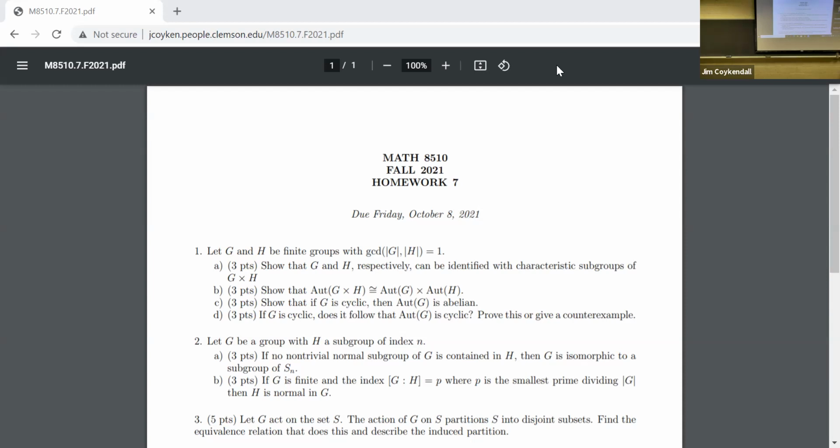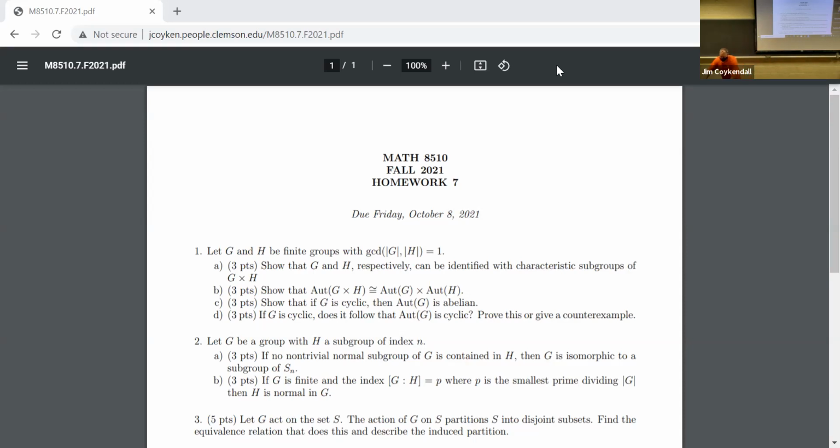Number 3, show that if G is cyclic, then the automorphism group of G is abelian. So if you've got a cyclic group, then the automorphism group is abelian. Notice this is not true if G is not cyclic. For example, I think last homework or the homework before, you looked at the automorphisms of C2 cross C2 and C2 cross C2 cross C2. These groups are both very abelian. Notice they're not cyclic, but their automorphism groups are not abelian. If G is cyclic, does it follow that the automorphism group of G is cyclic? Prove this or give a counterexample.